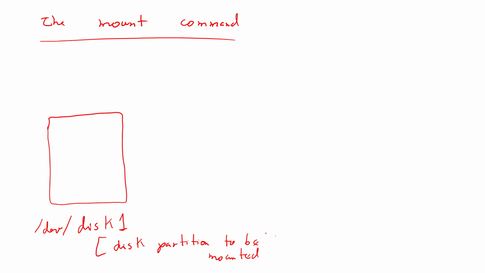Okay, so this is the disk partition to be mounted. We have that here, some data is in here. And then we have a tree, right? So we have a tree, and it's got like user, and it's got bin. And then we have another folder, actually over here. Let's call it home.